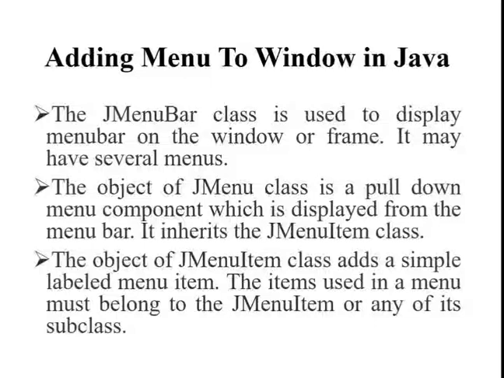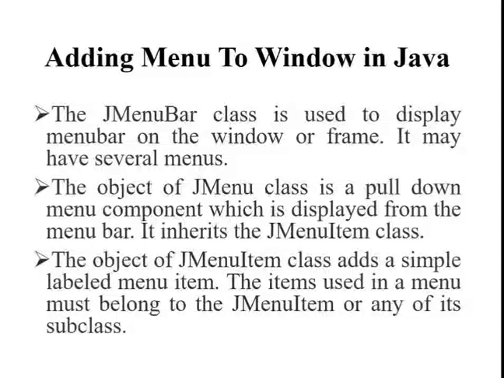Hello all, in today's lecture we are going to discuss how we can add a menu to the window in Java. The JMenuBar class is used to display the menu bar on the window or a frame. It may have several menus. The object of the JMenu class is a pull down menu component which is displayed from the menu bar.